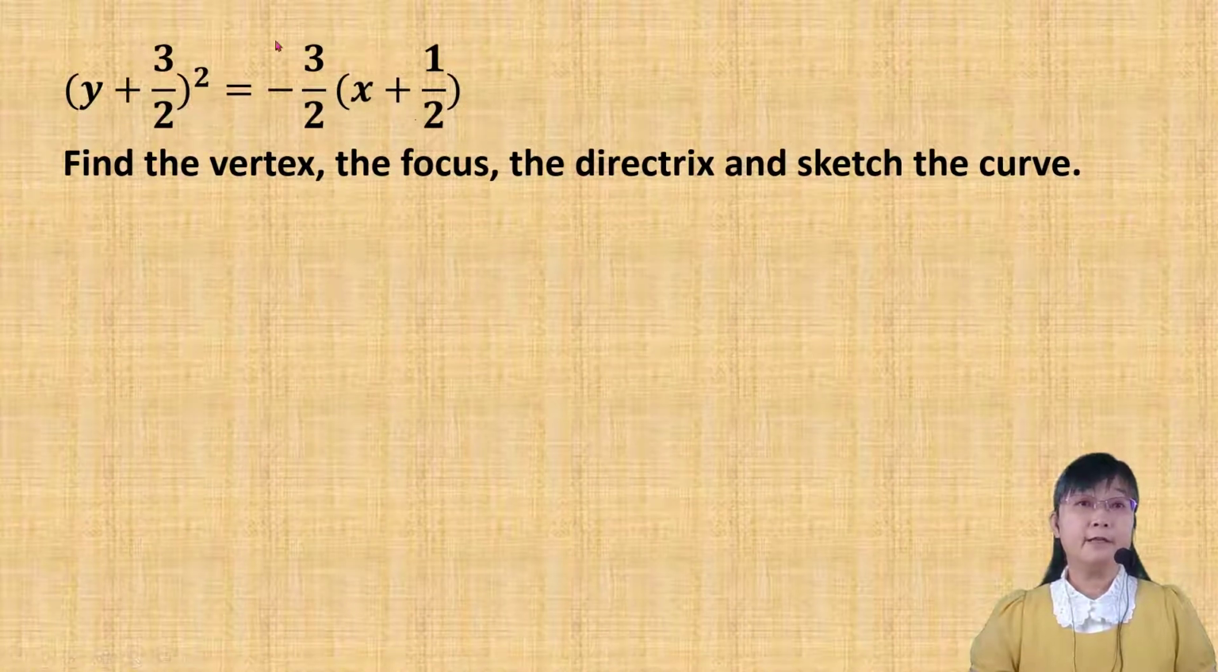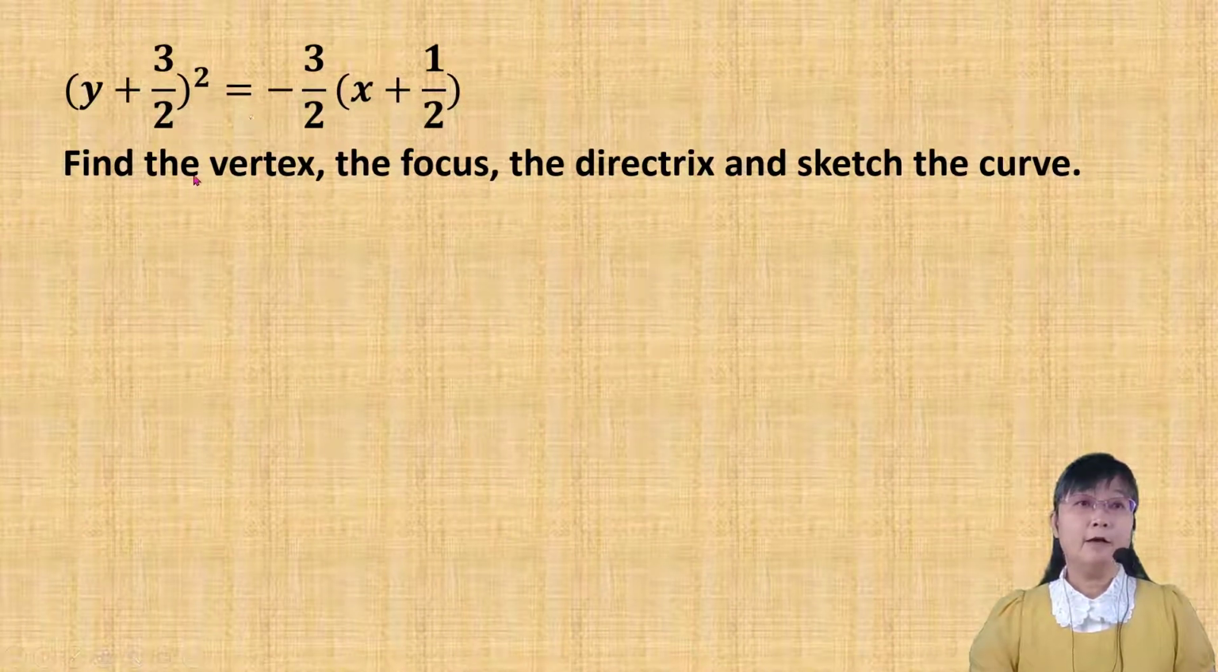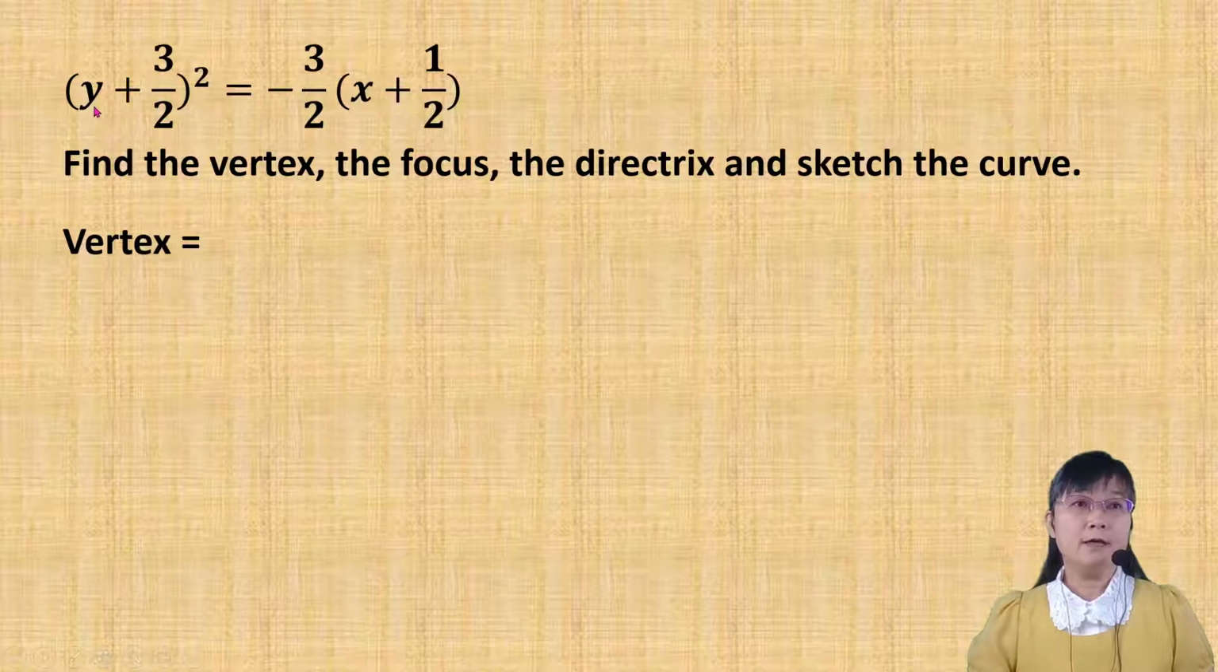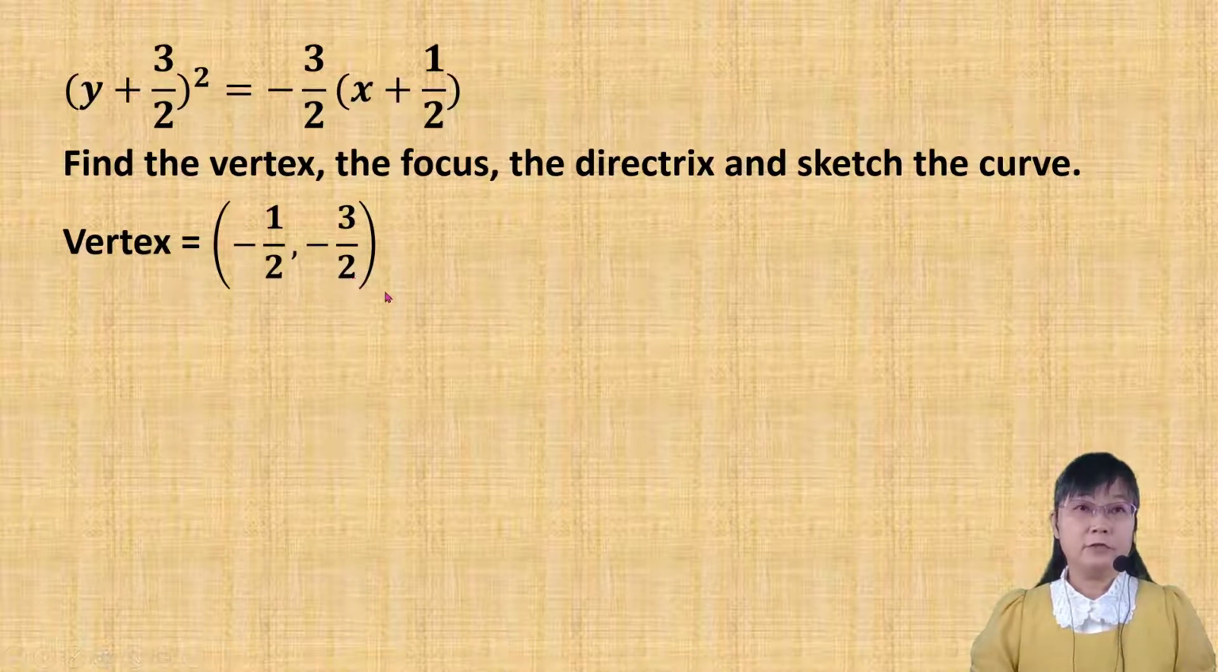Now, based on the standard form of this parabola, I'm going to find the vertex of the parabola. The x value of the coordinates of the vertex we can get from here. We let x plus 1 over 2 equals 0, so x is negative 1 over 2. And the value of y of the coordinates I can take from here. I let y plus 3 over 2 equals 0, then y is negative 3 over 2. So therefore, the coordinates of the vertex are negative 1 over 2 and negative 3 over 2.